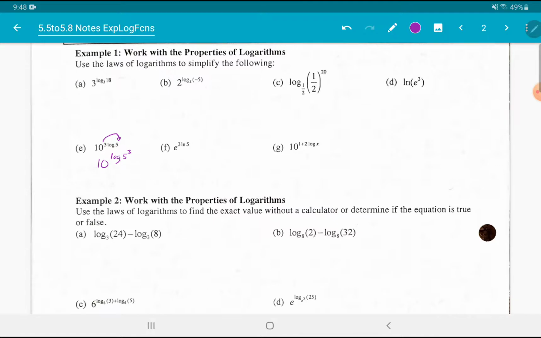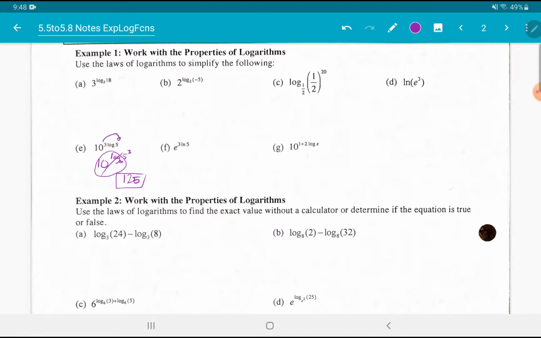Now, because there's no base in the log, this is technically base 10, and I know that 10 to the power of and log base 10 are inverses of each other. They'll cancel out, and so what we're left with is 5 to the third power, or that'll give us 125.